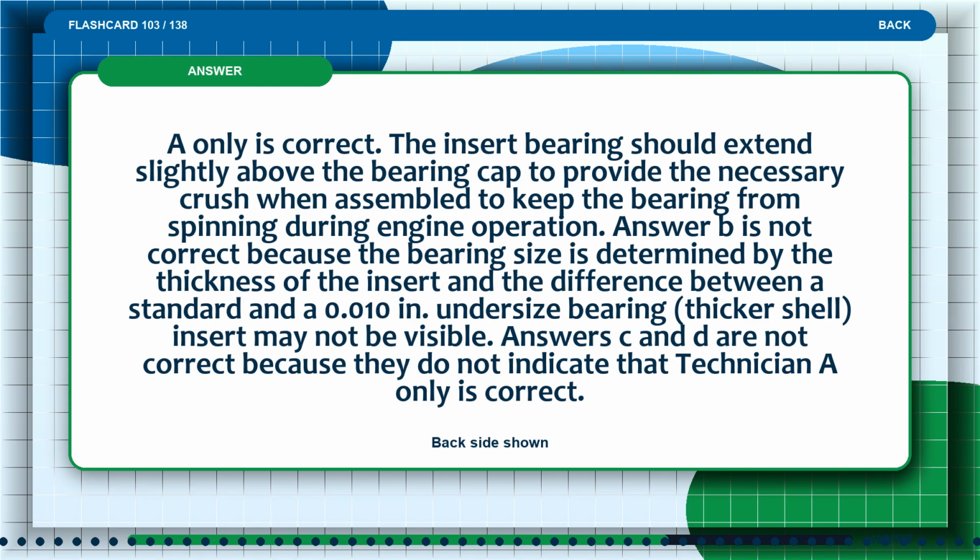The answer is A only is correct. The insert bearing should extend slightly above the bearing cap to provide the necessary crush when assembled to keep the bearing from spinning during engine operation. Answer B is not correct because the bearing size is determined by the thickness of the insert, and the difference between a standard and a 0.01 inches undersize bearing shell insert may not be visible. Answers C and D are not correct because they do not indicate that technician A only is correct.